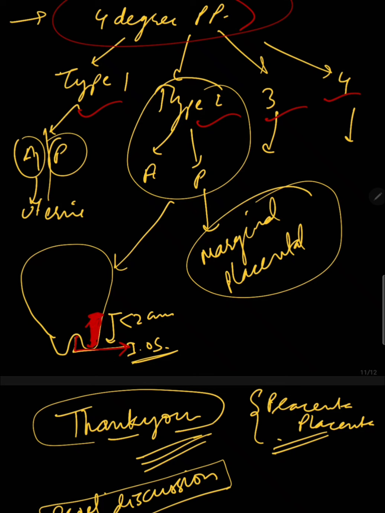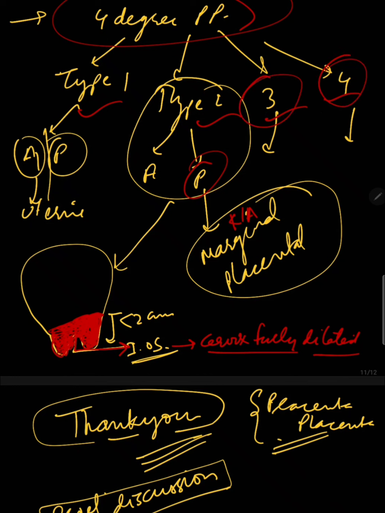It is also known as marginal placenta because it is lying along the margins of the internal os. But if it is partially covering the internal os and the cervix is fully dilated, this is type 3. And type 4 is when it is completely covering the whole internal os and the cervix is fully dilated. So this is type 4. So type 2 posterior, type 3 and type 4 are the major types in which we have to go for C-section.